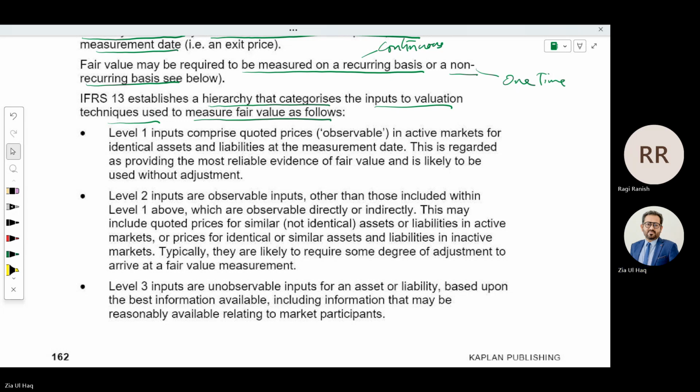Level one. What is level one to measure fair value? Input comprise quoted prices, market quoted prices, observable in active market where this kind of assets are normally buy sell. For identical asset and liabilities at the measurement date, this is regarded as providing the most reliable evidence of fair value and is likely to be used without adjustment.